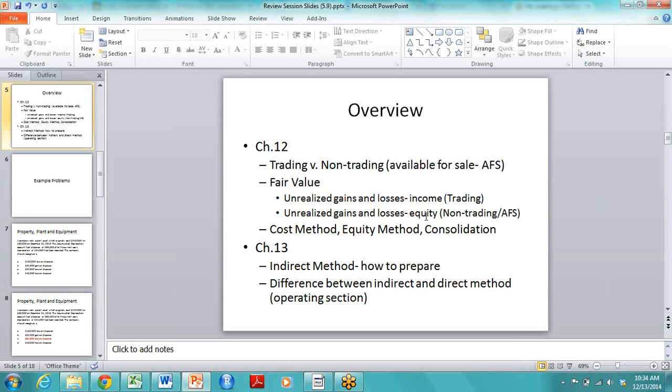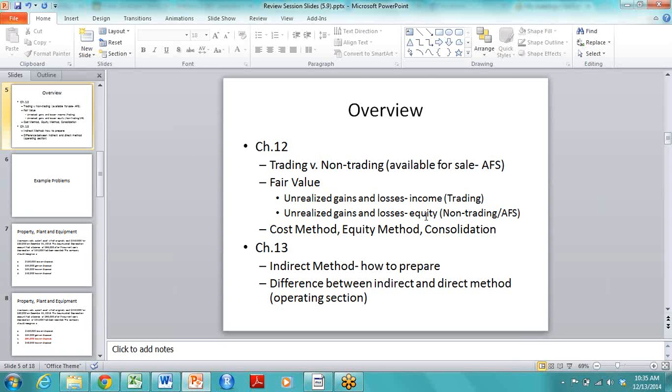The next thing then is cost method and equity method and consolidation. So cost method is how I record investments where I hold less than 20%. I'm going to record them at the cost when I initially purchase them, and then I'm going to make any fair value adjustments on those debt or stock investments. So if I only own 2% of Facebook shares, let's say, I'm going to account for it using the cost method.